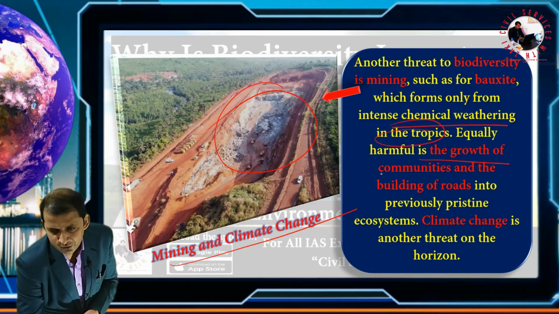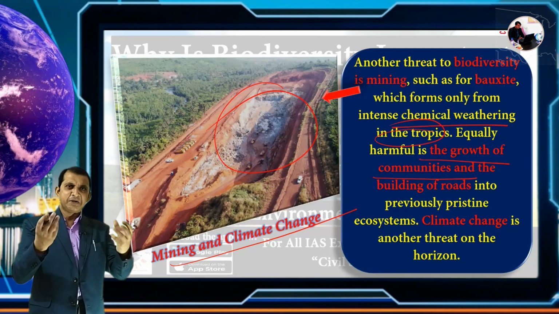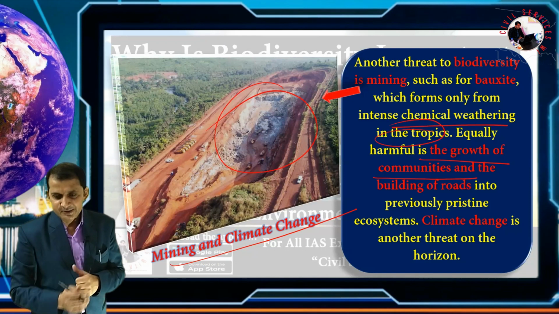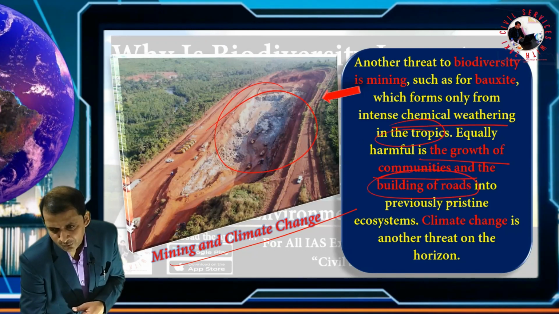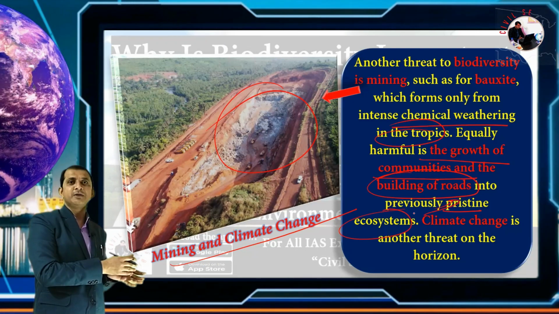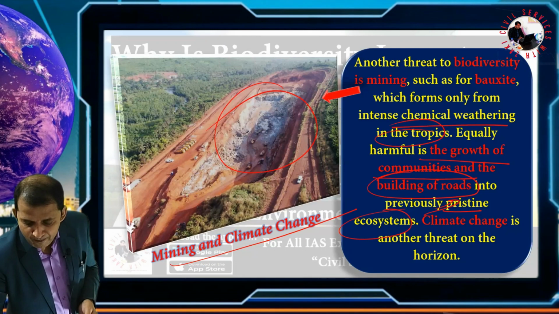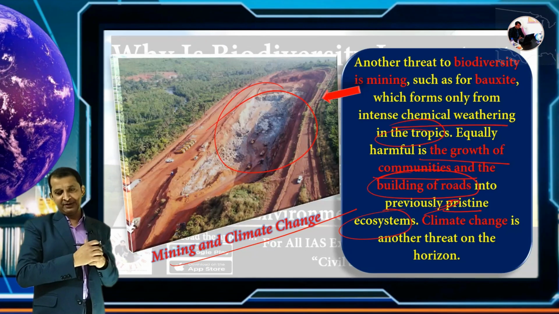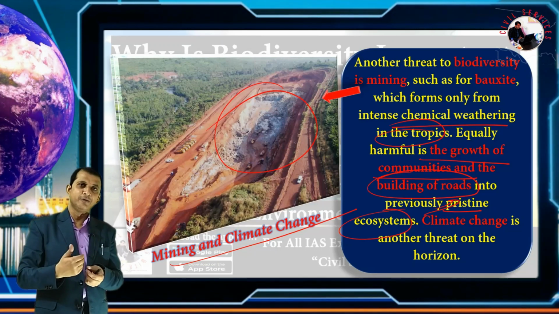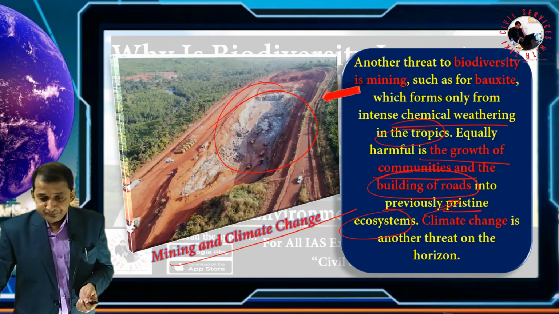Equally harmful is the growth of communities and development in such forest areas, which is also a great threat to biodiversity, such as building roads into previously pristine ecosystems. Loss of a pristine ecosystem means loss of biodiversity. And climate change is another threat on the horizon. As you know, climate change also initiates wildfires across the globe.